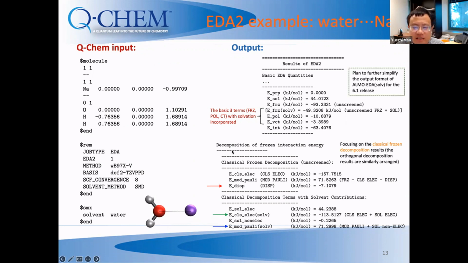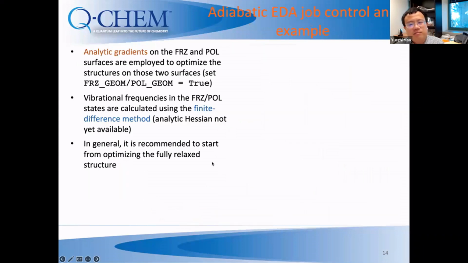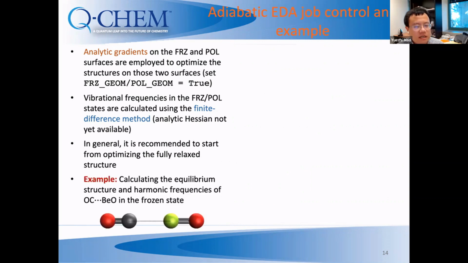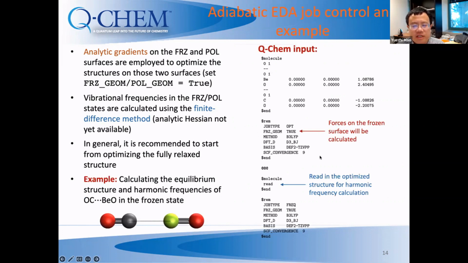You may find this output probably gives you a little bit too much information. So I do plan to even further simplify the output format for the next release. And yes, then about adiabatic EDA. So you need to use these two $rem variables to do the force calculation on the frozen and the polarized surface. Here is a quick example.